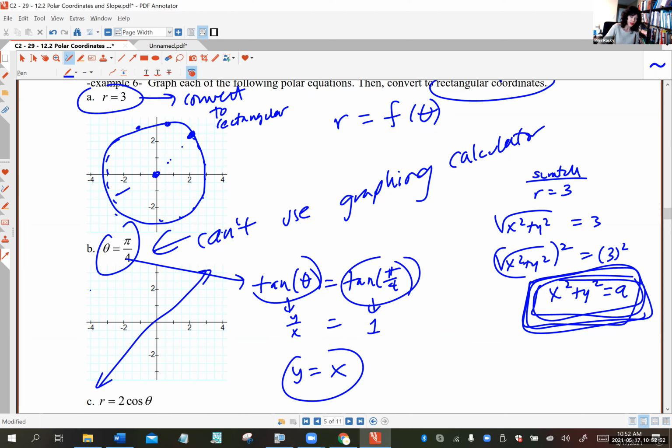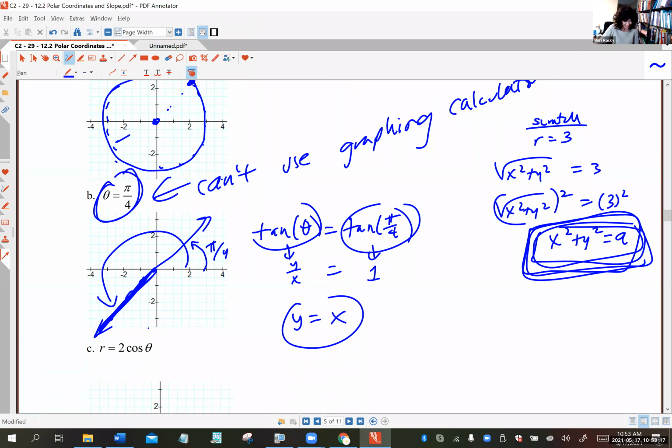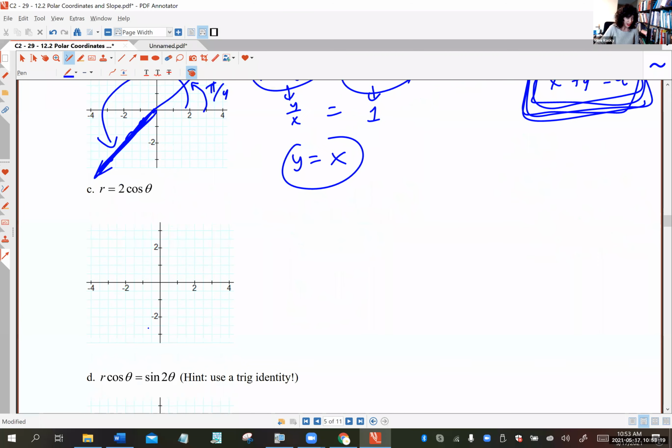Now, you might argue, if you're a thinking student, well, wait a minute, this theta equals pi fourths should be all the points that are making an angle of pi fourths with the positive x-axis, like this. But these points over here look like they're making 5 pi fourths. Well, you can think of them as pi fourths with a negative r. So there you go, thinking backwards.